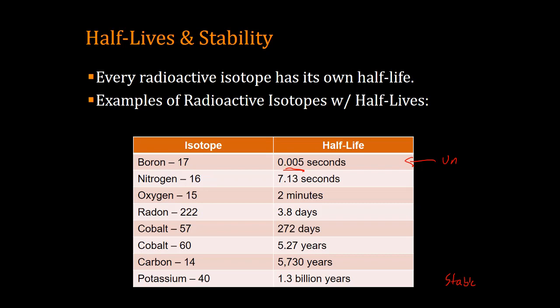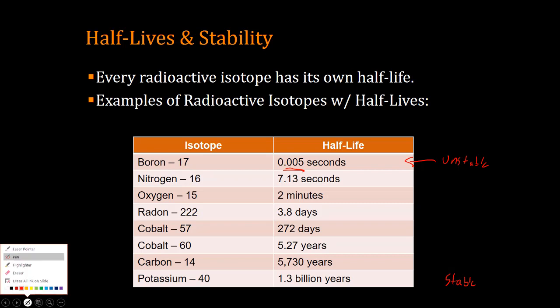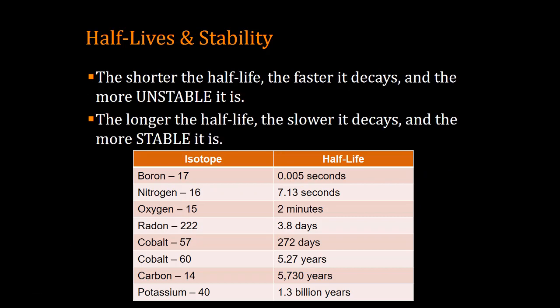On the top of this table, these are very unstable, and we can tell they're unstable because they decay very rapidly. Okay? So the longer the half-life, the slower it decays. Long half-life means it takes longer for half of it to decay, so it's slow to decay, and that makes it more stable.